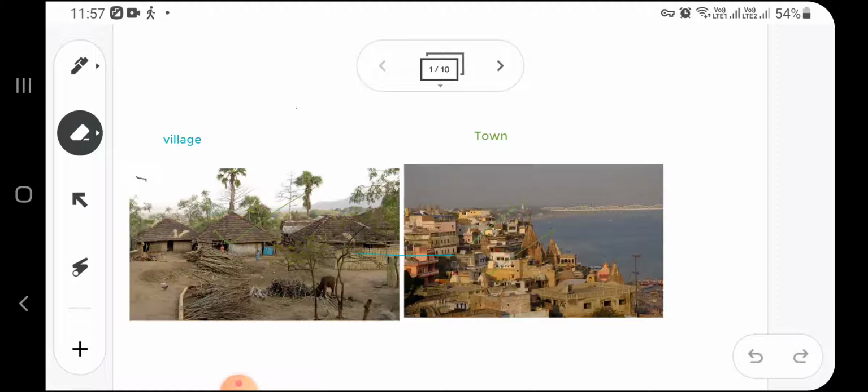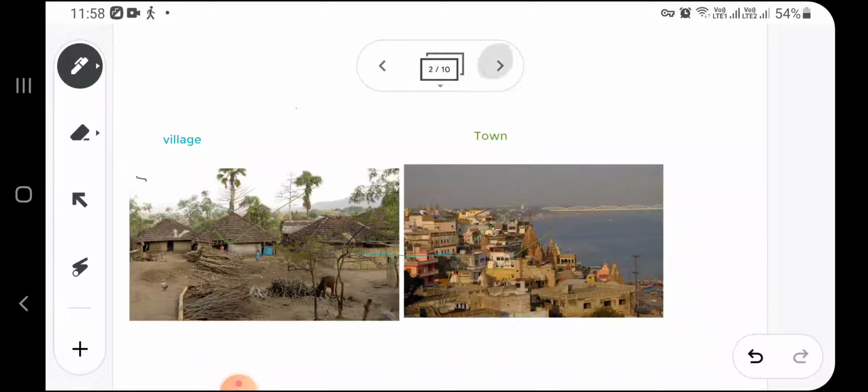This is a village and this is a town. A village is where a group of houses are usually found in a rural setting. A town is a place with many streets and buildings where people live and work.